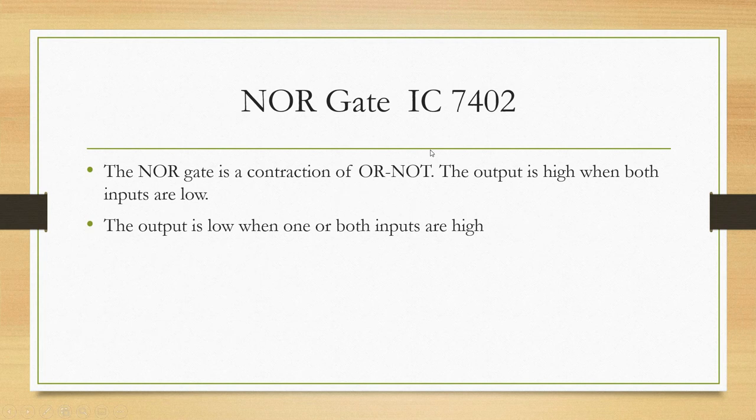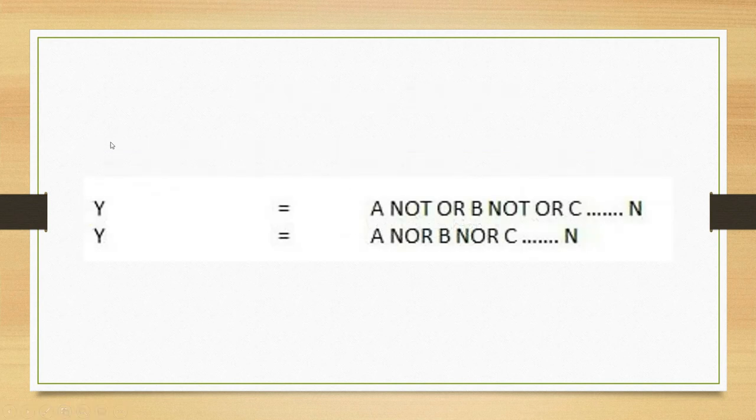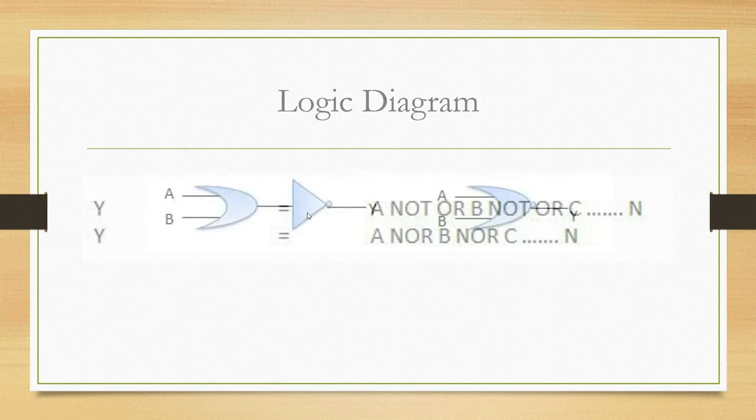NOR gate. The IC used here is 7402. The NOR gate is a contraction of the OR gate and NOT gate. The output is high when both inputs are low. Output is low when one or both inputs are high. The expression for the NOR gate is this. It normally does the operation of an OR gate followed by a NOT gate.